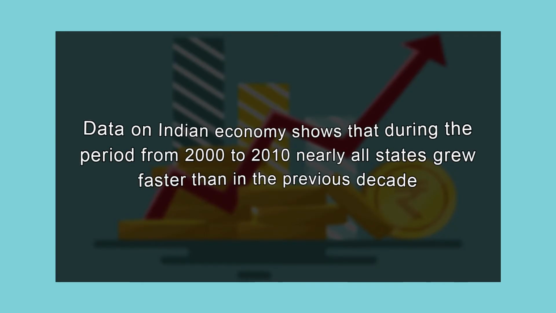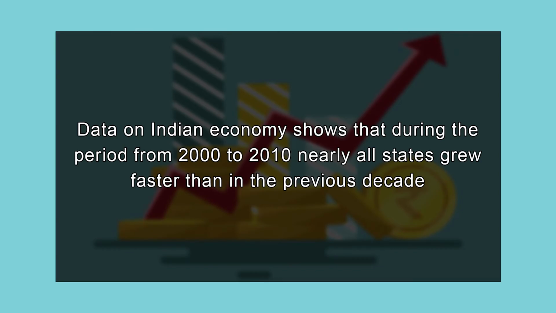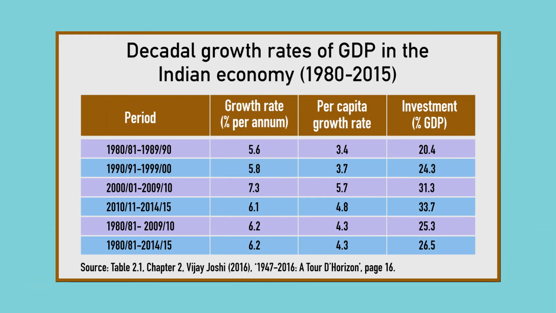This meant a complete change of the state outlook with respect to the private sector and its role in the economy. This complete change of policies had visible effects. Liberalization boosted productivity growth, both corporate savings and investments rose sharply, and a local dynamic entrepreneurial class, which was free of the obstacles imposed by the License Raj, began to emerge. The data on the Indian economy shows that during the period from 2000 to 2010, nearly all states grew faster than in the previous decade. As is clear from the figure, India shows a spectacular growth post-1980, which continues till 2010-11.